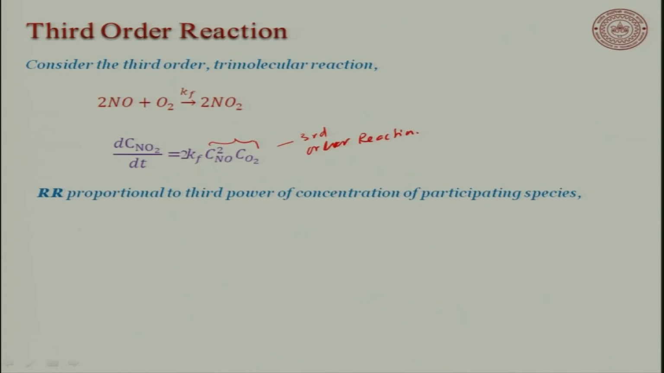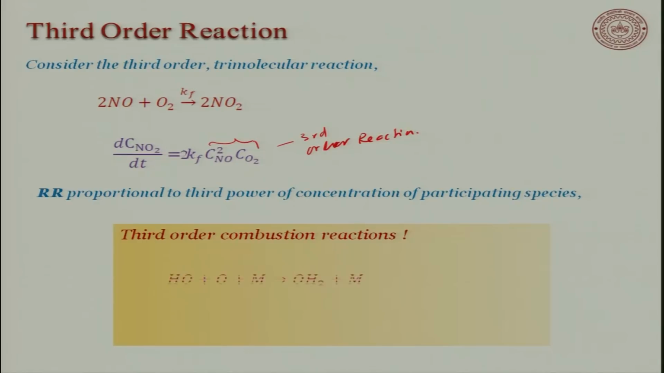So, basically 3. Some examples of third order combustion reactions I have shown here: HO reacting with O and also with a third body M to become HO2 plus M, and H reacting to get into hydrogen plus H, and 2NO reacting with O2 getting into 2NO2.